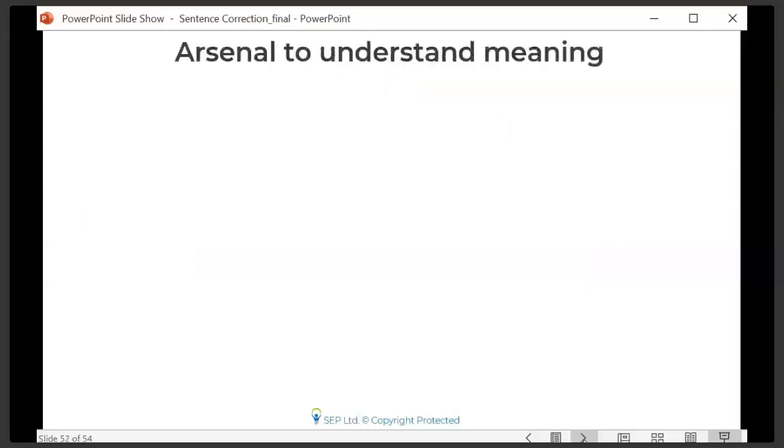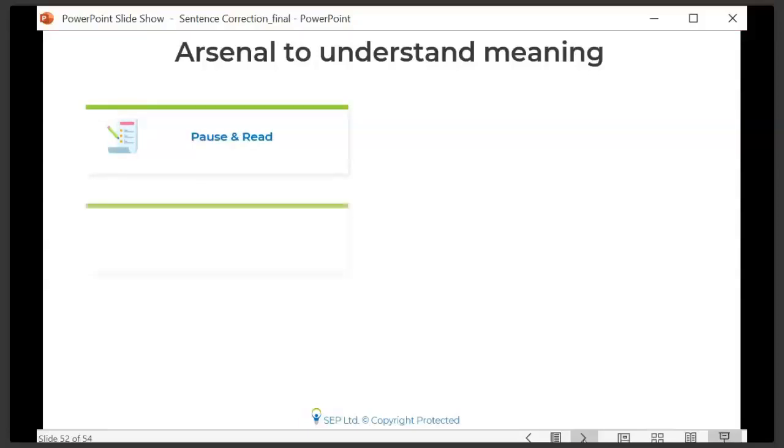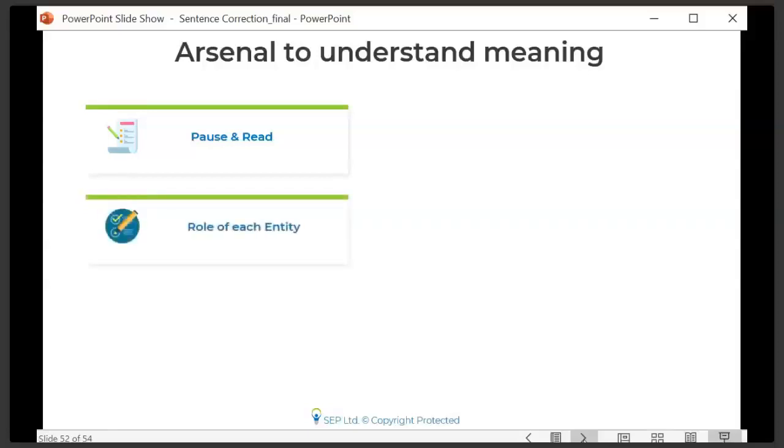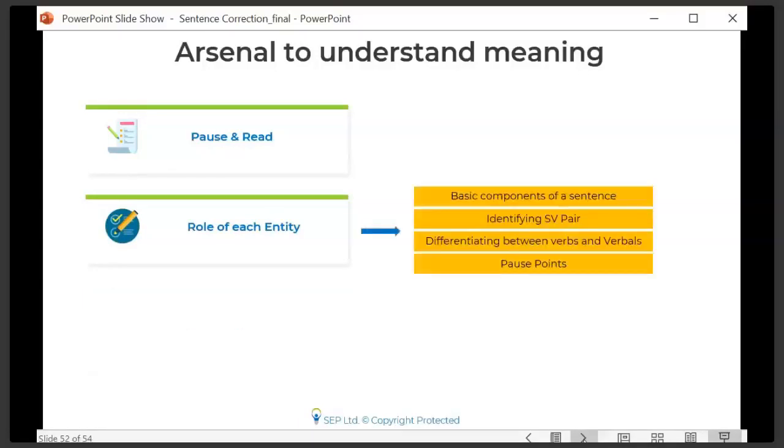very important learnings. What is required to understand the meaning of a sentence? Rules of grammar? Not really, or not the only thing. What is very important is you pause and read. You've seen how we've kept breaking up sentences to pause, read, and understand the role played by that small chunk of the sentence, and thereafter we are putting together the meaning.